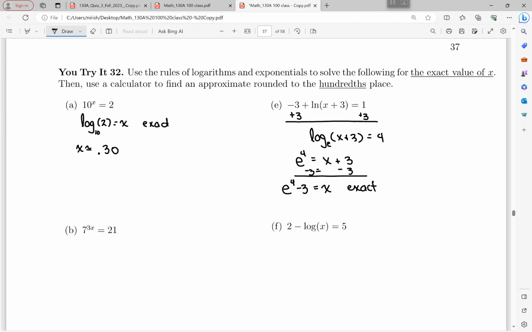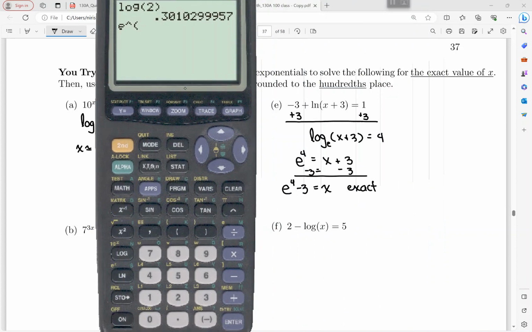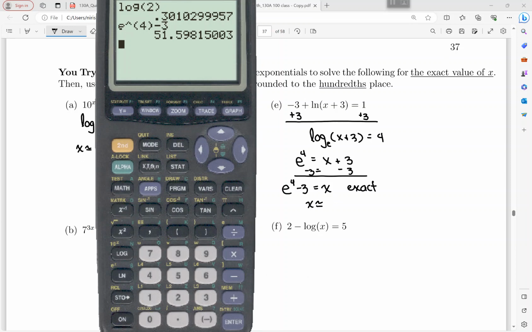Then you go to your calculator and type in e to the 4th. So again, the e button is above the ln. So second ln, and then we're to the 4th power, close parenthesis, and then minus 3. So 51.598, but the 8 is going to bump the 59 up to 60. So x is approximately 51.60.